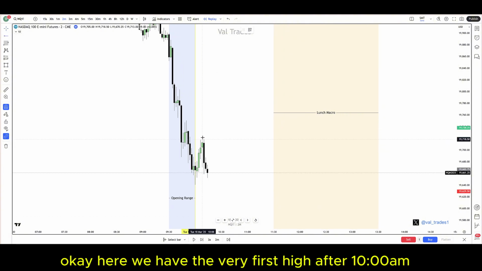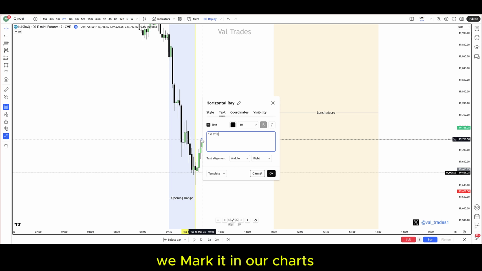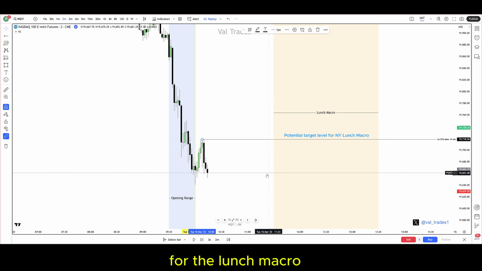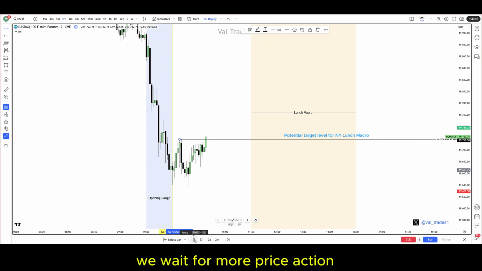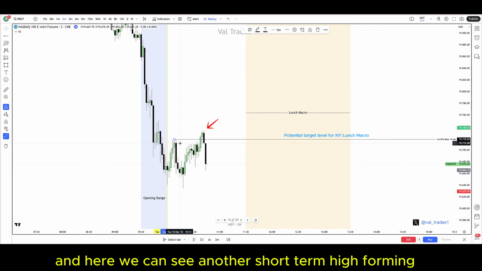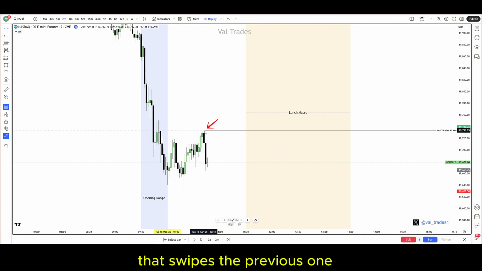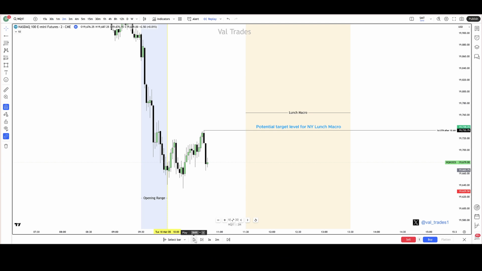Okay, here we have the very first high after 10 a.m. We mark it in our charts because this will be our potential target for the lunch macro. We wait for more price action. And here we can see another short-term high forming that sweeps the previous one. So in this case, I personally consider this one as my potential target for the lunch macro.